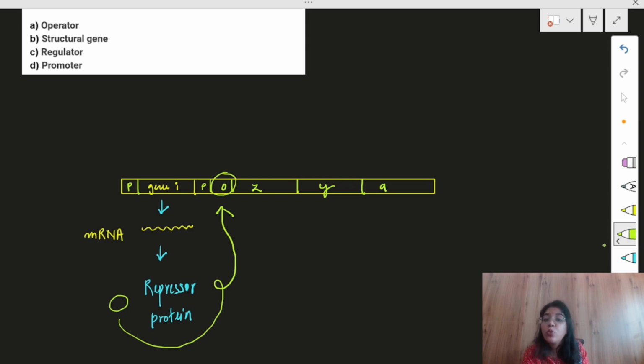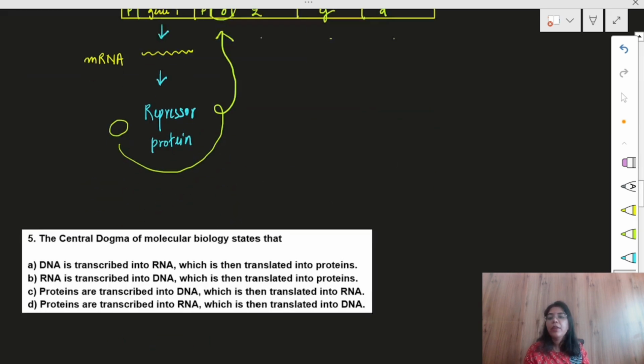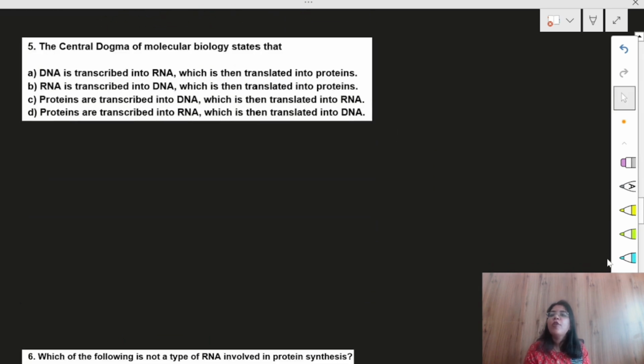Correct or not? So that the transcription of Z, Y, and A should be very less, because the promoter for these three genes now has the obstruction of the repressor. If the operator is clear, Z, Y, and A synthesis rate should be very high. So you got the answer. Where does the repressor protein bind in the lac operon? The operator.